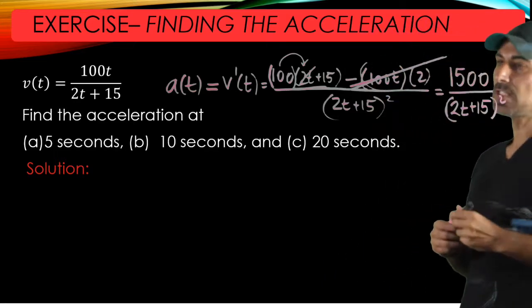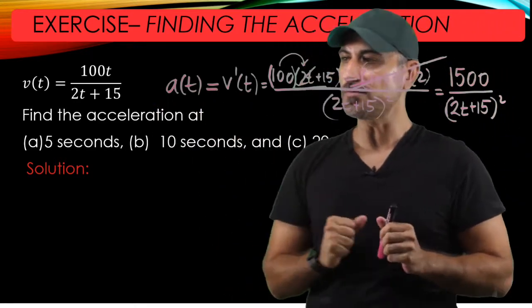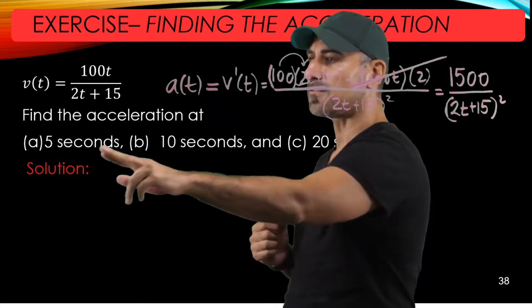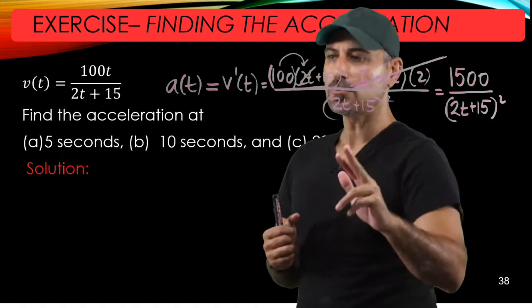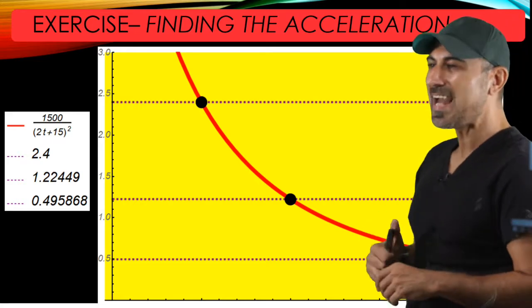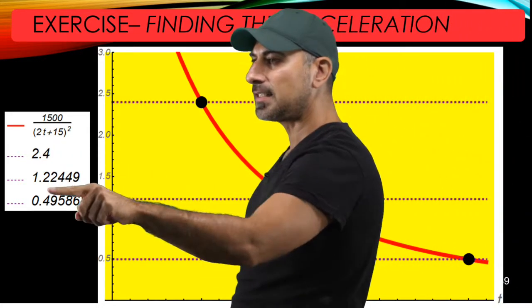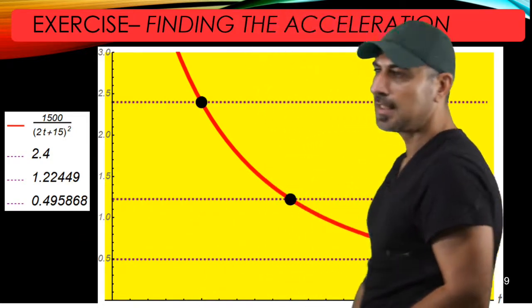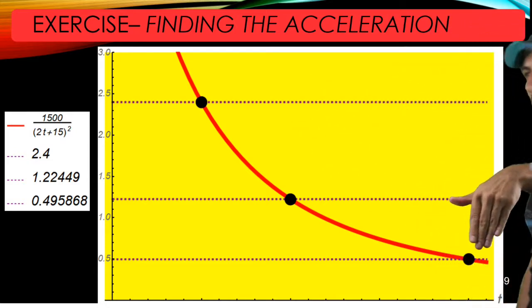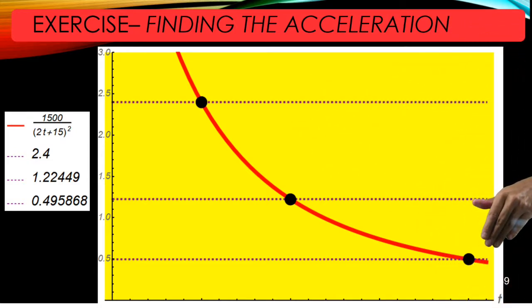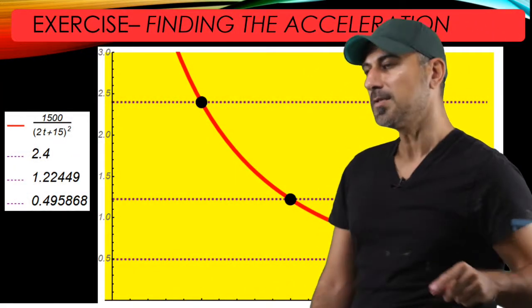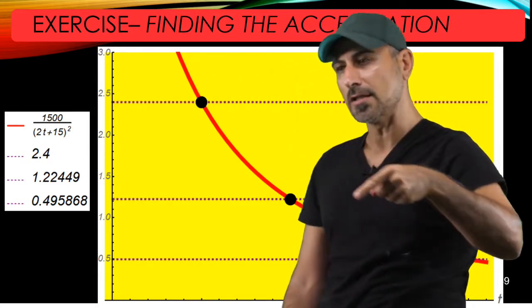All right. So once we have acceleration in terms of time, we can just go ahead and find or evaluate this function at 5 seconds, 10 seconds, and 20 seconds. And here are the accelerations evaluated at 5 seconds, 10 seconds, and 20 seconds. And from the graph of the acceleration, you can observe that the acceleration function is decreasing. In other words, if you evolve in time, the acceleration is going to decrease in time.